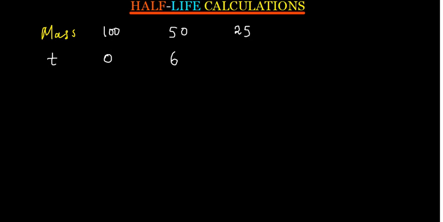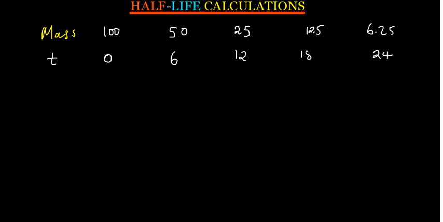The time taken to move from 50 to 25, to this 6 add another 6, because half-life is 6, that is going to be 12. And then the 25 still divided by 2 is going to give us 12.5. So to 12 again add the half-life, that is going to be 18. 12.5 divided by 2 gives us 6.25. So again, to this add the half-life, 18 plus 6, that is going to be 24.